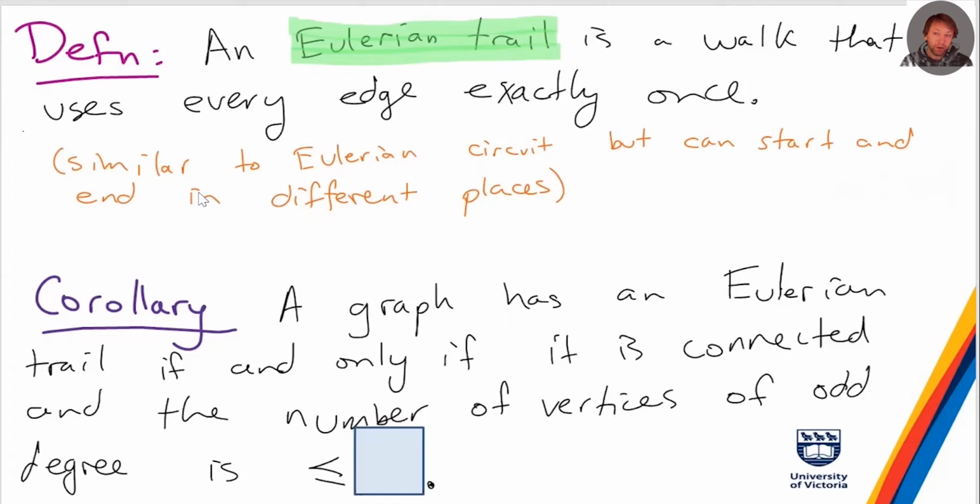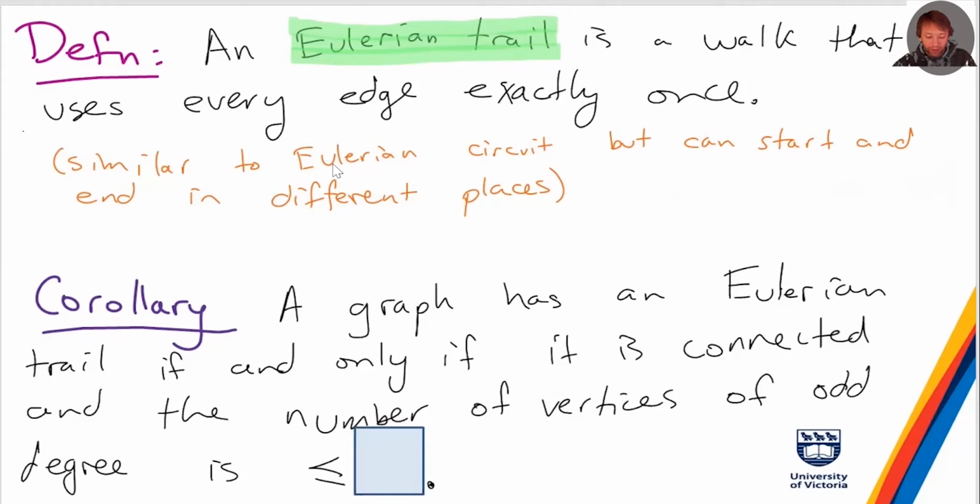You could also ask about an Eulerian trail. An Eulerian trail is a walk that uses every edge exactly once. A trail uses every edge at most once, and here it's an Eulerian trail if it uses every edge exactly once. So it's basically the same thing as an Eulerian circuit, except you can start and end in different places.